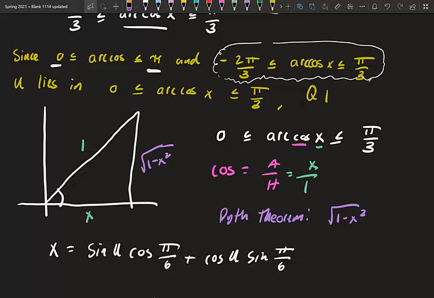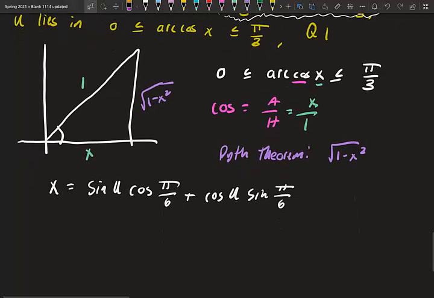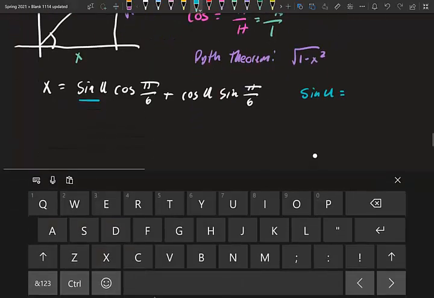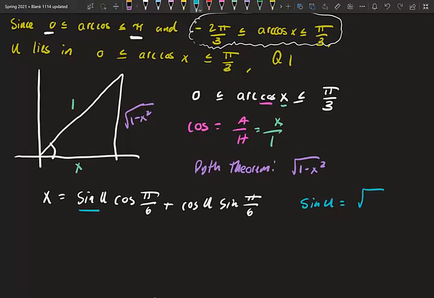So using our picture, we can get cosine and sine u. Let's just make it known right now what sine u is and what cosine u is. So sine u, that's opposite over hypotenuse. So sine u is square root of 1 minus x squared over the hypotenuse, which is 1. So it would just be square root of 1 minus x squared. So that's what sine u represents.